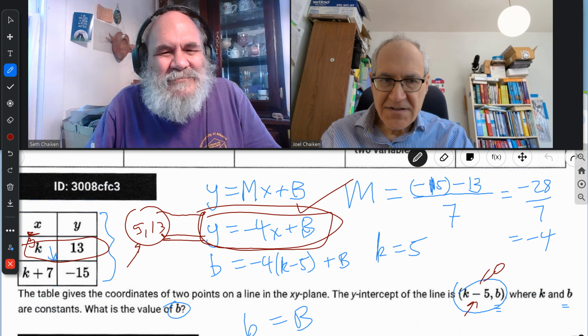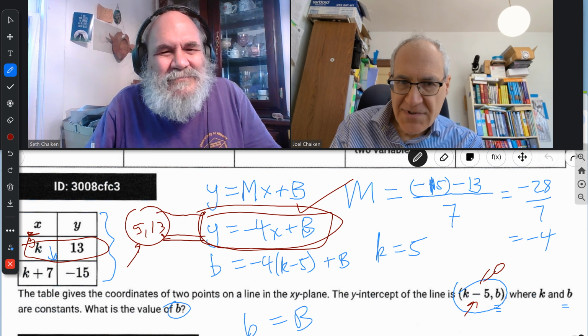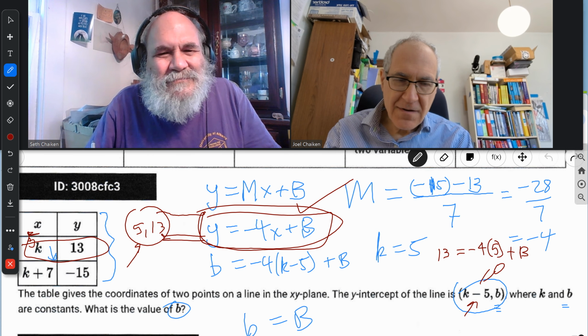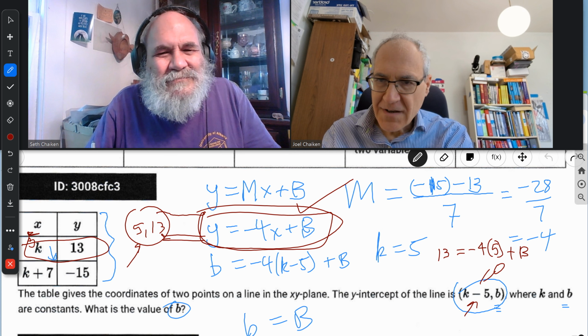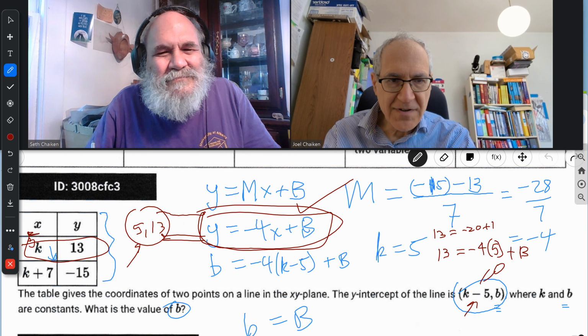The answer is b equals 13. Well, let's see. Let's do it slowly. 13 is equal to negative 4 times 5 plus b. Right? Am I doing this right? 13 equals negative 4 times 5, which is negative 20, plus b. So 13 is equal to negative 20 plus b. So b is 33. Which b?